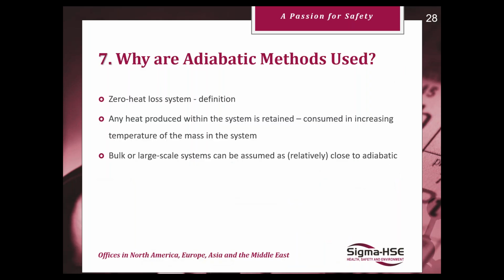So question 7 then: why do we use adiabatic methods? We talked about it a little earlier on, the differences of scale. Bulk systems have much lower heat losses because they've got a smaller relative surface area. Adiabatic in definition means a zero heat loss system, so all of the heat within the system is retained within the system. So why is this important for exothermic reactions?